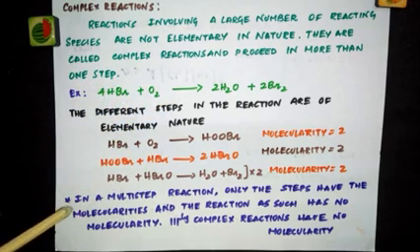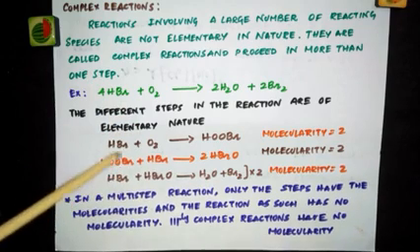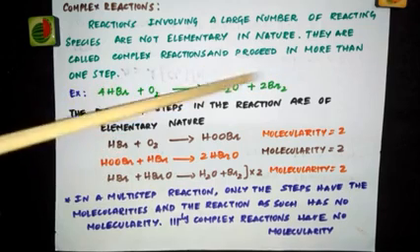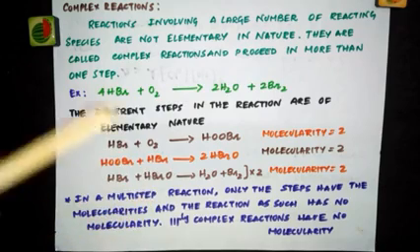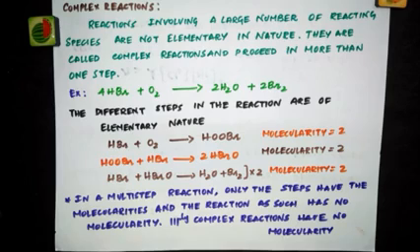So you have to remember, in a multi-step reaction only the steps have the molecularity, and the reaction as such has no molecularity. The complex reactions have no molecularity. Reactions involving a large number of reacting species are not elementary in nature and they proceed in more than one step, and steps only have the molecularities. The overall reaction does not have molecularity. So we have seen about order and molecularity.